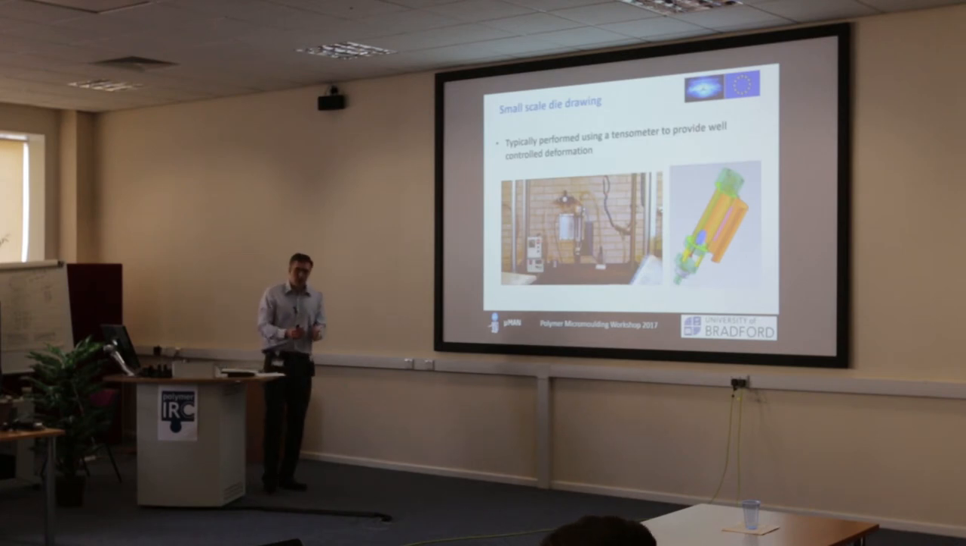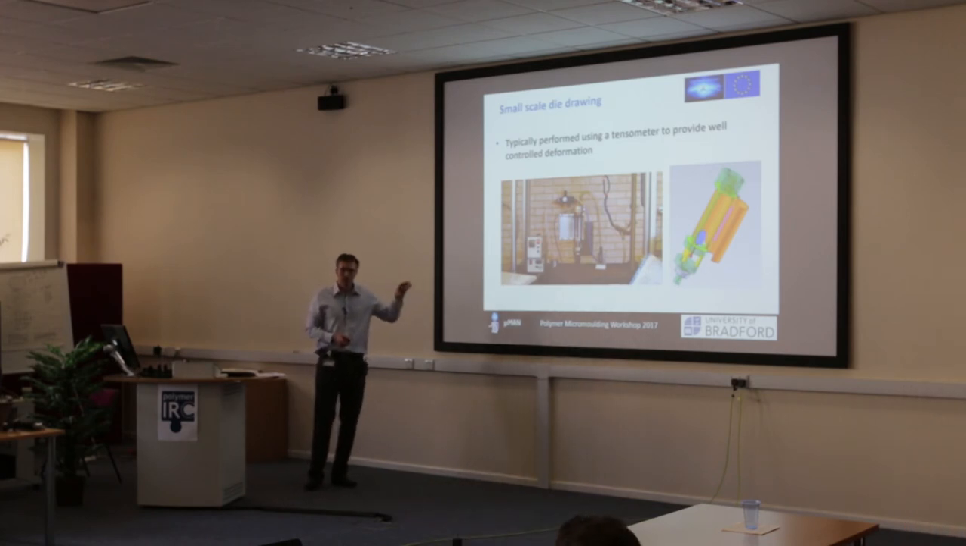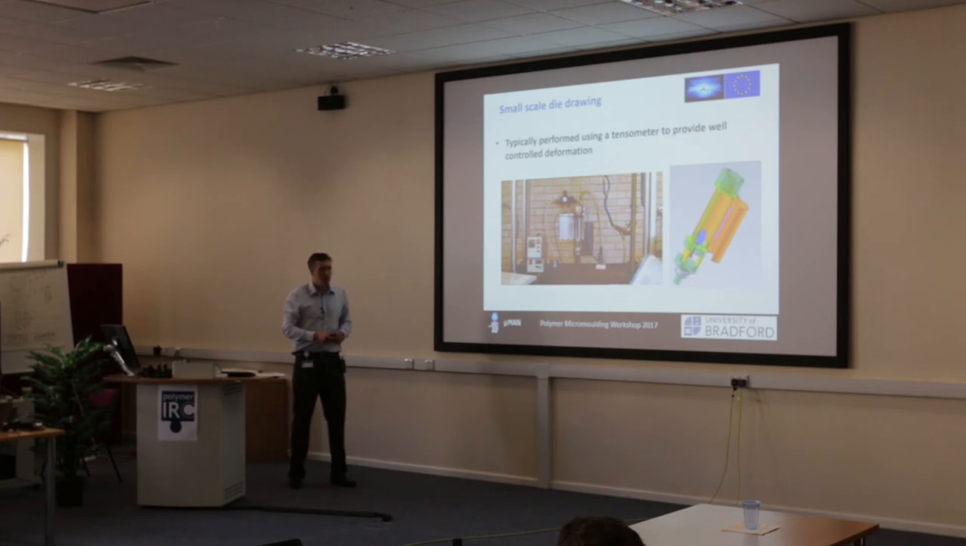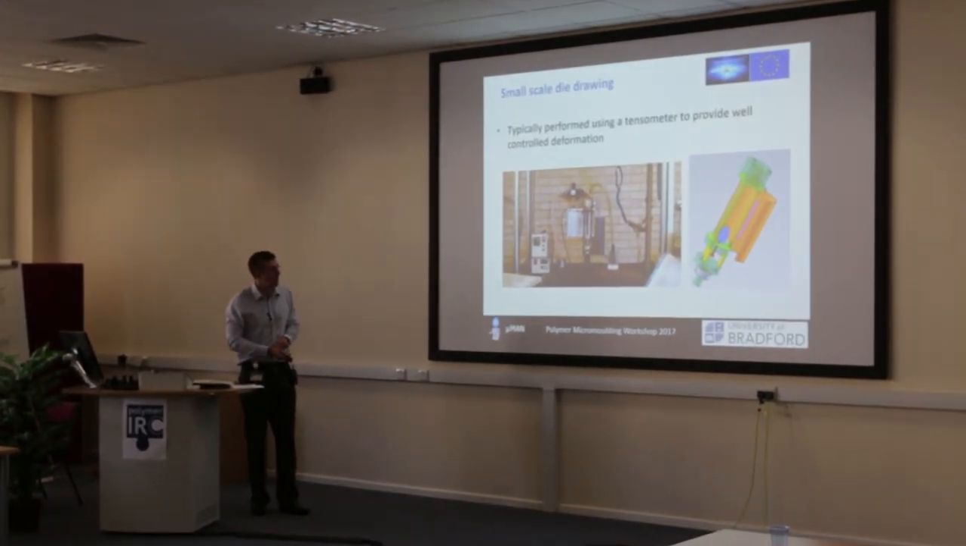Moving down to the smaller scale, again, our focus is micro. So micro die drawing, small scale die drawing. This is normally done, rather than using a big motor pulling the parts through on a chain, we use a tensometer. So we use a tensile test machine to pull the polymeric material through the die. So this is the example that you're going to see. You're going to see some small scale die drawing on a tensometer in a minute when I finish.